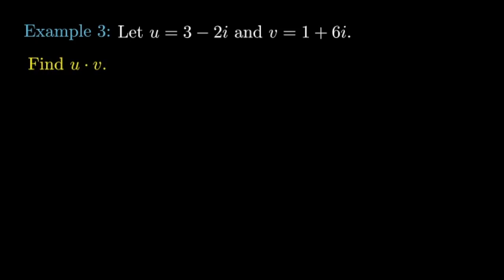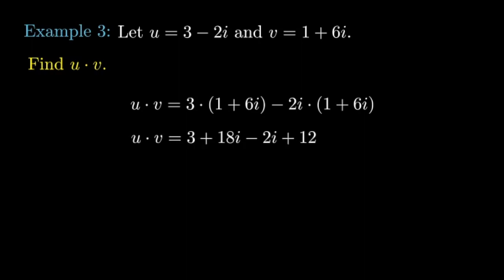Let's look at a third example now. Let u equal 3 minus 2i and v equal 1 plus 6i. We want to find u times v. So again, write u times v as 3 minus 2i times 1 plus 6i. Then we can expand this as 3 times the first part minus 2i times the second part. And what we'll do is we'll just expand this. 3 plus 18i minus 2i plus 12. And then what we find is that u times v is just 15 plus 16i.